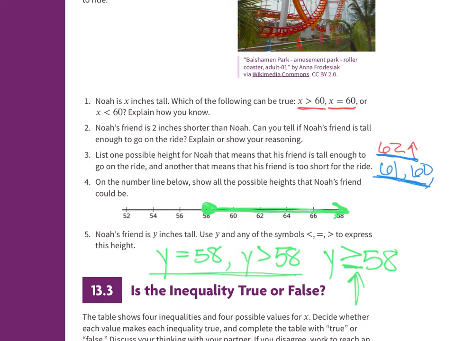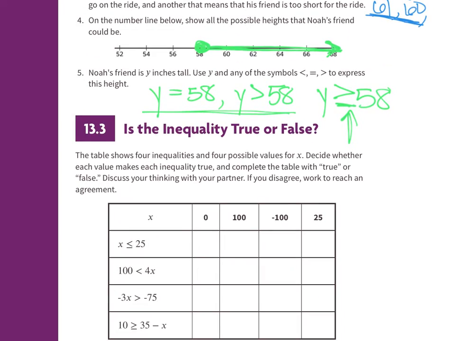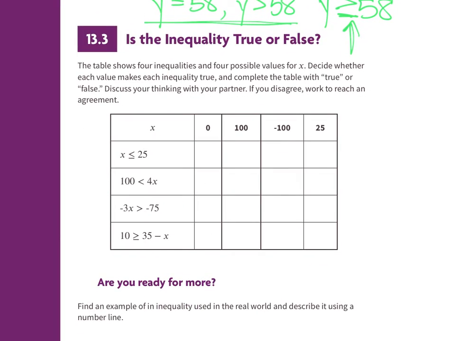All right, now 13.3. Is this inequality true or false? The table shows 4 inequalities and 4 possible values for x. Decide whether each value makes each inequality true and complete the table. True or false? So all these numbers are x. So we have 0, 100, negative 100, and 25.